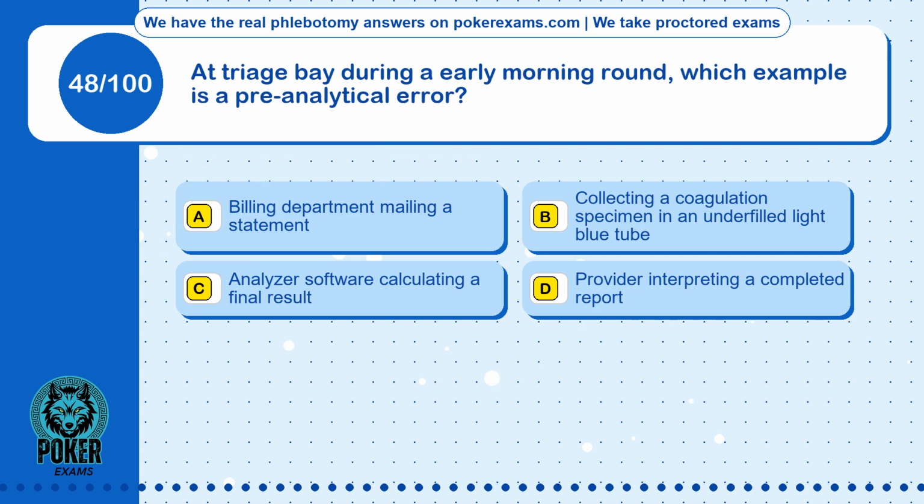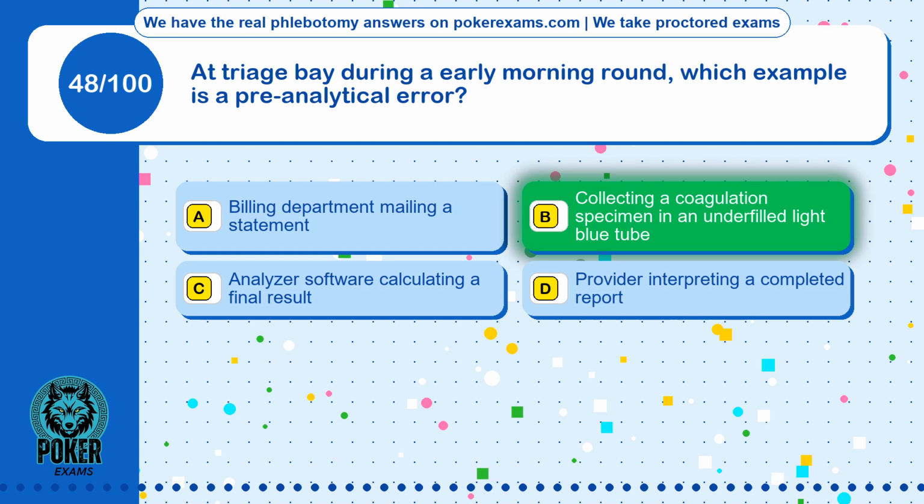Question 48. At triage bay during an early morning round, which example is a pre-analytical error? Option A, billing department mailing a statement. Option B, collecting a coagulation specimen in an underfilled light blue tube. Option C, analyzer software calculating a final result. Option D, provider interpreting a completed report.